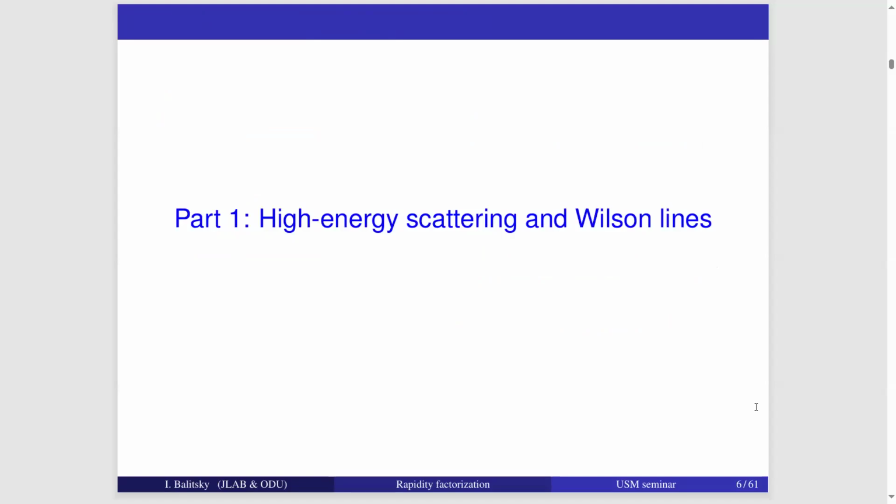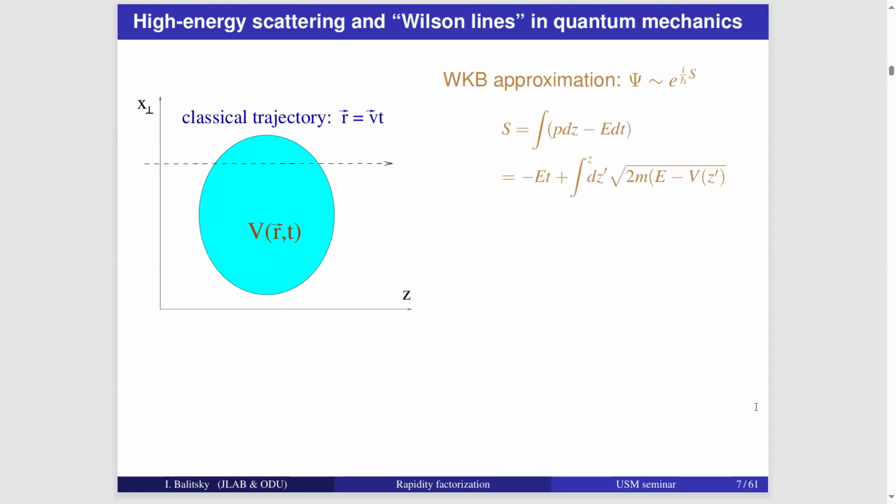So, high energy scattering and Wilson lines. Wilson lines are a very convenient tool to describe high energy scattering in QCD. What are those Wilson lines? Let us start from quantum mechanics.